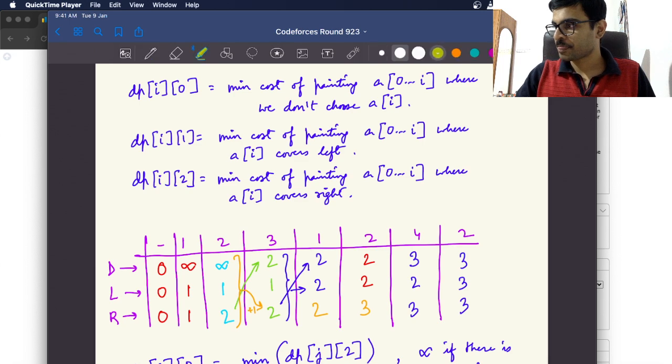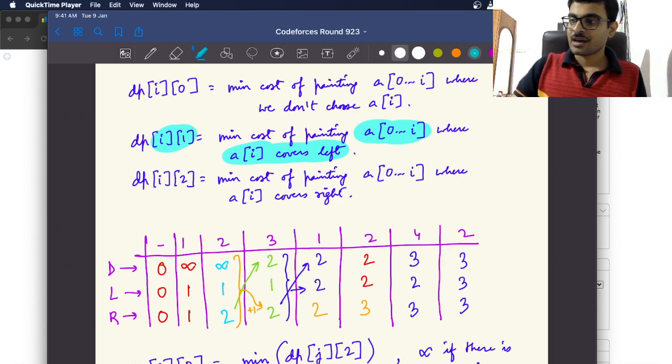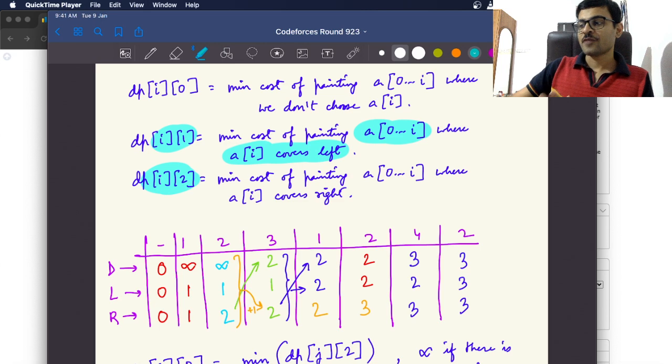First, when I say 0, I'm saying that I'm painting all the elements up to i, where we don't choose A i. Next, for DP i 1, I'm saying I'll paint all the elements up to i, where A i will cover the left. That is, A i is being chosen and towards the left. And DP i 2 will be painting all the elements up to i, where A i covers the right.